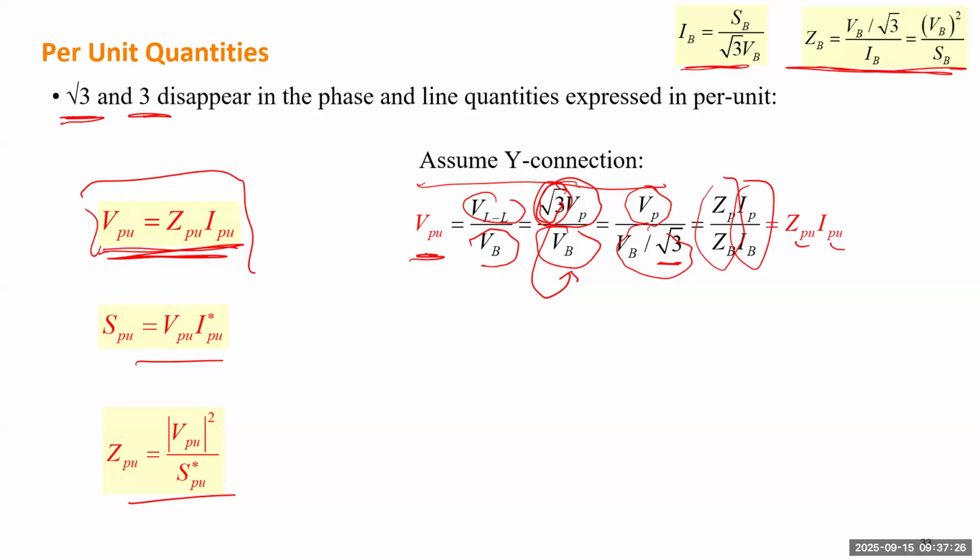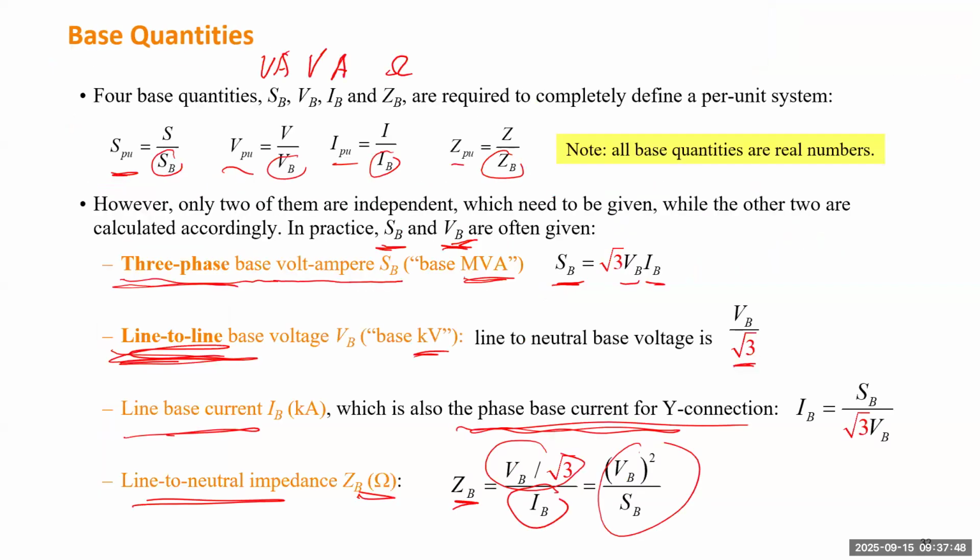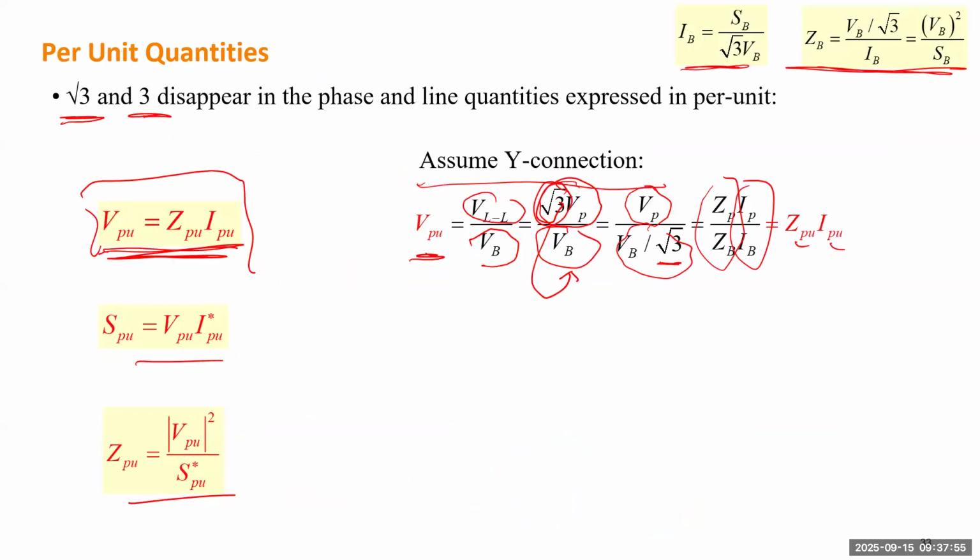You just need to make sure that when you calculate per unit values, you use line-to-line voltage as the base value, three-phase power as the power base value, the line current as the base value, and the line-to-neutral impedance as the base value. If you define those four base values and then calculate the per unit value, then those formulas will be correct.